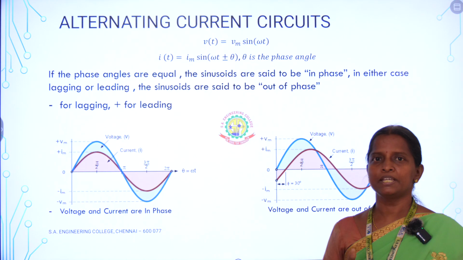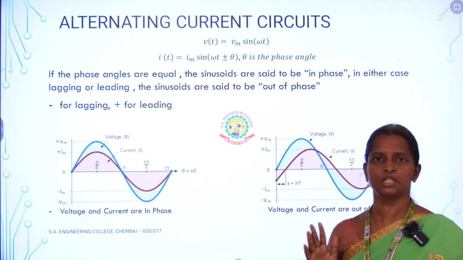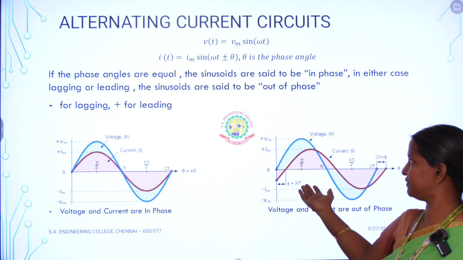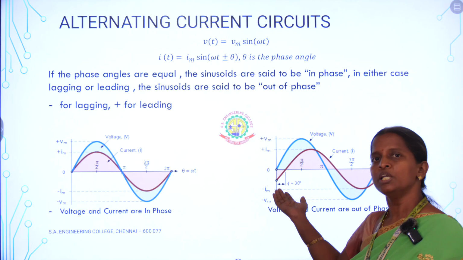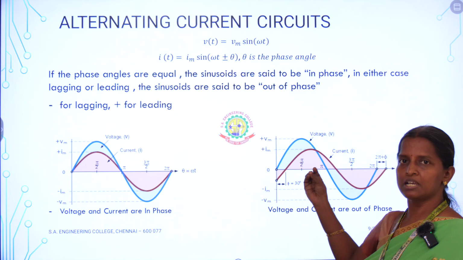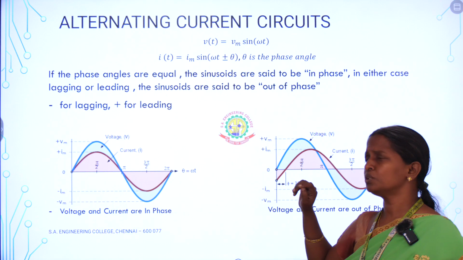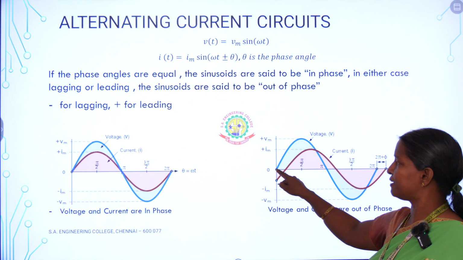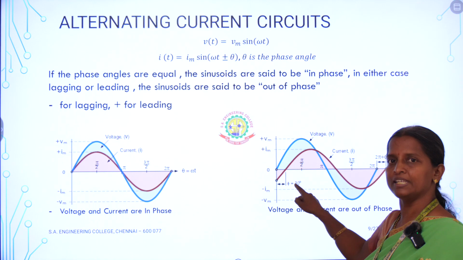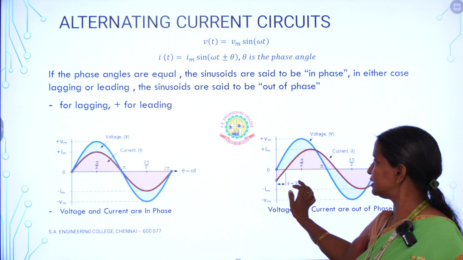But in real-time applications, it may consist of an RL load or RC load or RLC load only. So it won't follow in phase. It will follow out of phase. So what is out of phase? Your voltage waveform and the current waveform will not be in phase. For example, this is for the lagging circuit, that is for an inductive load. In this inductive load, your voltage waveform starts from 0, but the current waveform starts after the angle phi. Here the phi angle is 30 degrees. So your phase angle is 30 degrees.